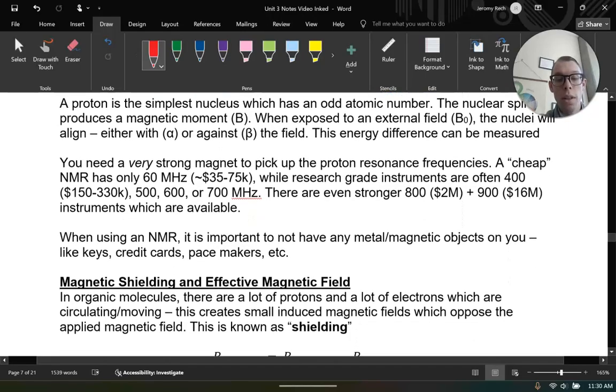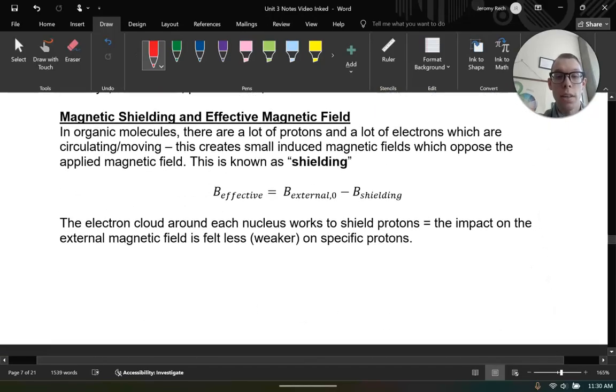One of the unique things and why this is really powerful is that, unlike IR, where all your alcohols are going to vibrate the exact same way and be in the same area, in NMR all of your protons, or whatever specific nuclei you're going to look at, are going to come in a bunch of different ranges depending on their environment.